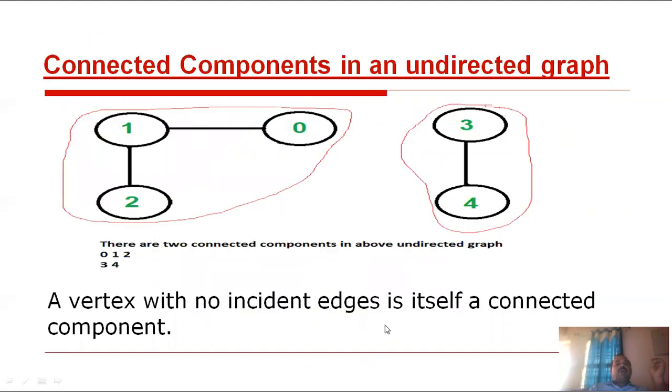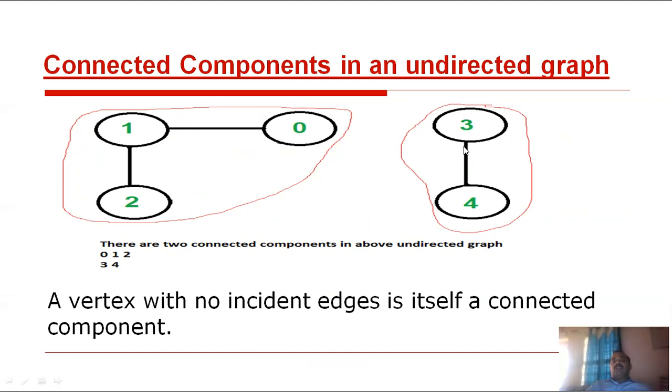Okay. Then the next one, this is the topic we want to learn today: connected components in an undirected graph. All of you listen carefully. Connected components in an undirected graph. This is an undirected graph. What are the connected components? Here 0, 1, 2. These three are the connected components. So, the second graph.